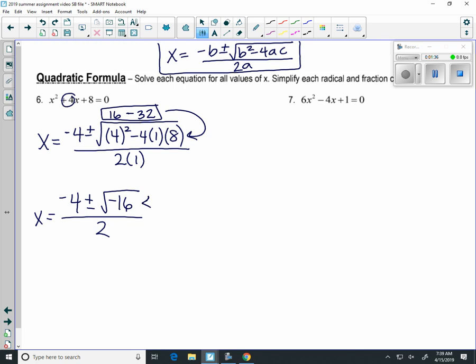I'm going to break this down into the negative 1 and the 16. Square root of negative 1 is i. Square root of 16 is 4. So that's going to replace that whole square root of negative 16.